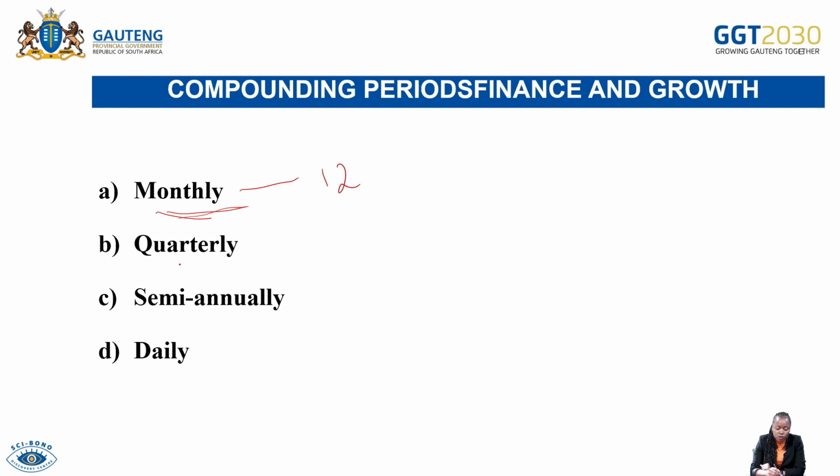So when we are talking about quarterly, you ask yourself, how many quarters do you have in a year? Which is going to be 4, right? So you divide your interest rate by 4 and then you multiply the n by 4. Then when it's semi-annually or biannually, you divide it by 2, because now we are talking about half in a year. So that is 6 months and another 6 months, which is 2. And then daily, we are going to say it's 365, since you have 365 days in a year.